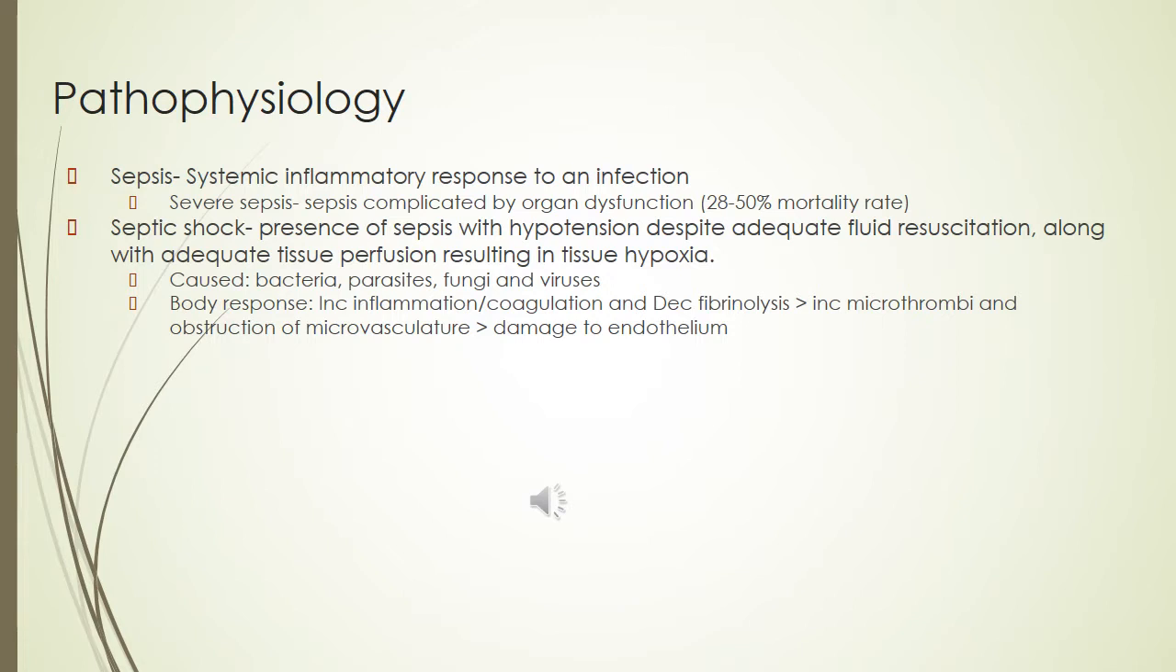Let's begin with patho. Sepsis is a systemic inflammatory response to an infection. Severe sepsis is sepsis complicated by organ dysfunction. Septic shock is the presence of sepsis with hypotension despite adequate fluid resuscitation, along with inadequate tissue perfusion resulting in tissue hypoxia. This can be caused by bacteria, parasites, fungi, and viruses. The body's response is increased inflammation, coagulation, and decreased fibrinolysis, increased microthrombi, and obstruction of microvasculature, causing damage to the endothelium.